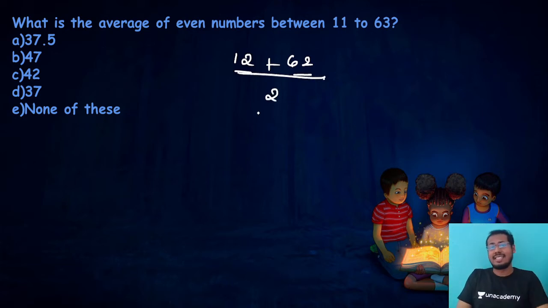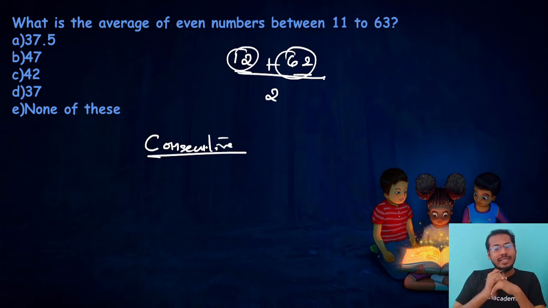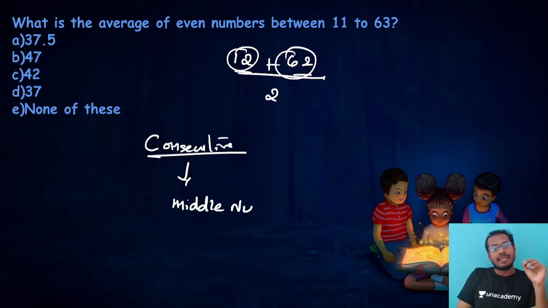How will I get the answer? By adding the first number and last number and dividing by 2. How is it possible? The simple way is the consecutive number concept. First we need to check whether the numbers are consecutive or not. Numbers traveling in the same interval are called consecutive numbers. So it is a consecutive number series. For consecutive numbers, the average will be the middle number. Middle number is the average.